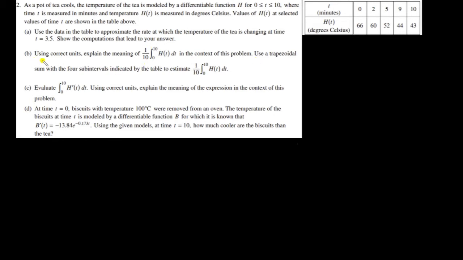So they ask us to explain the meaning of this integral. Well, that's going to be the average value of the temperature of the tea in degrees Celsius over the first 10 minutes. Okay?